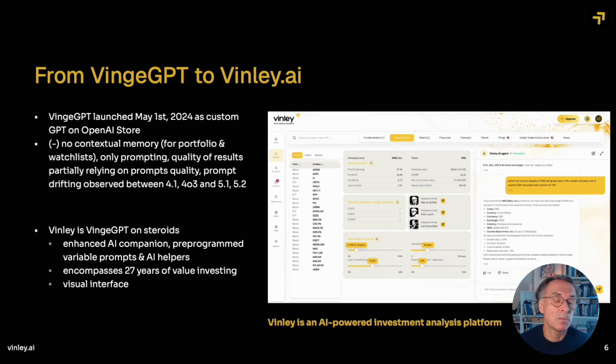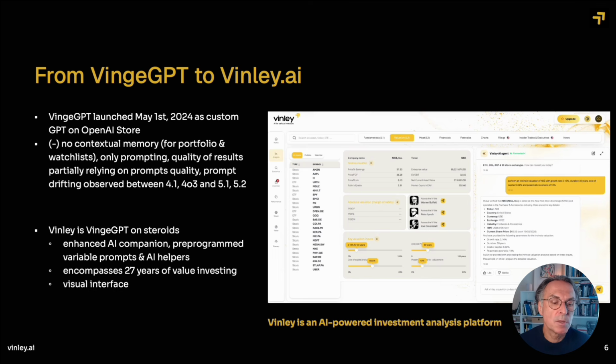So we are now, I'm recording this mid-March 2026. And so we started actually in the summer 2025 to build this, Vinley.ai, which will be launching in a couple of hours. So basically Vinley.ai is WinGPT on steroids. So it's an enhanced AI companion. I will show you the differences.